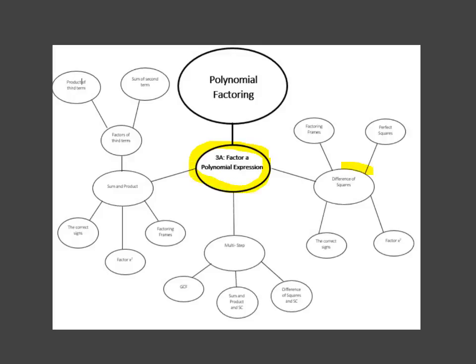Now what we're going to do is the success criteria of difference of squares. And all the success criteria you need to do that, which is factoring frames, perfect squares, the correct signs, and factor x squared. So this should all be highlighted on your success criteria. Now, in front of you is your note card.